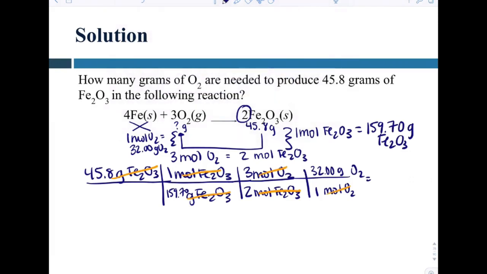So go ahead and solve. 45.8 divided by 159.70 times 3 divided by 2 times 32 is 13.8 grams of oxygen as your final answer.